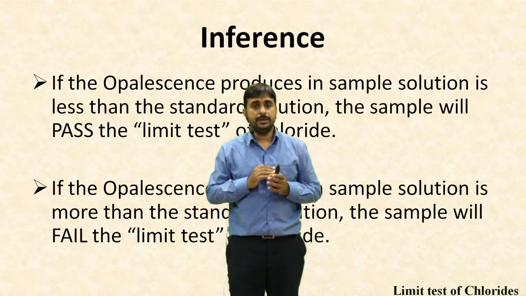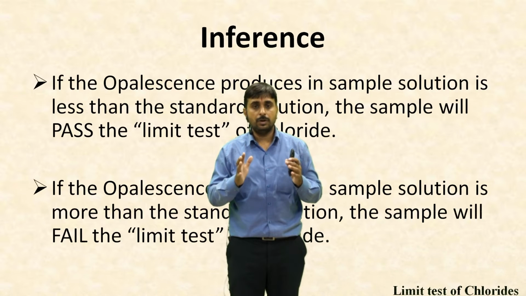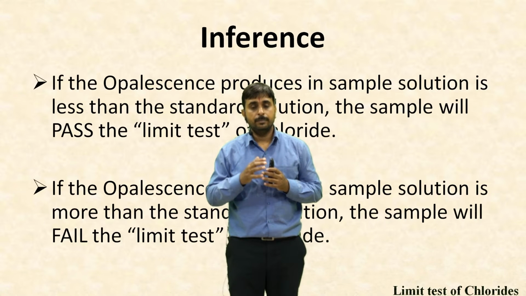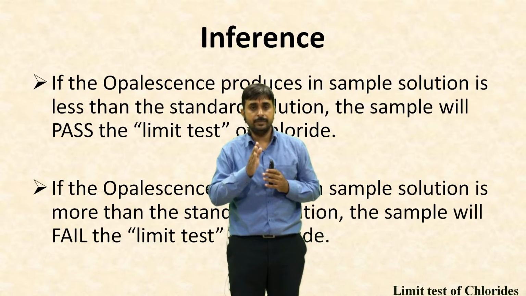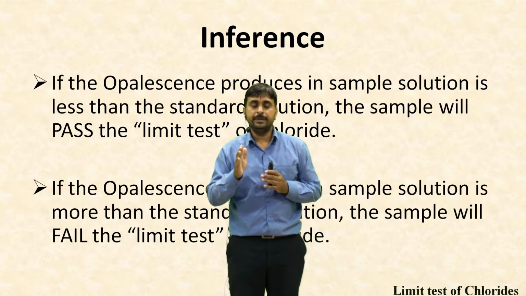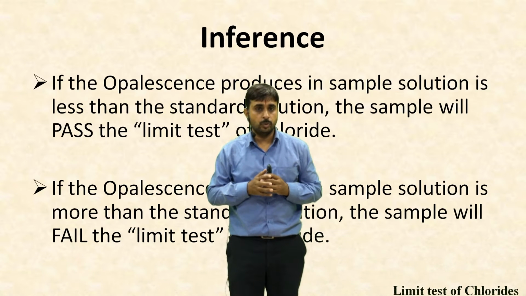So, the concentration of chloride should be less than the standard solution for the sample to be good or useful for pharmaceutical production or pharmaceutical use. So, there could be two types of results, either the sample fails the limit test or passes. Failing the limit test means it is having more chloride as compared to the standard level mentioned in the pharmacopoeia.